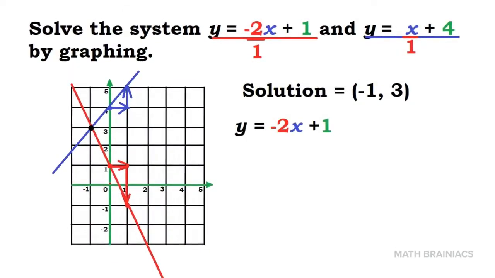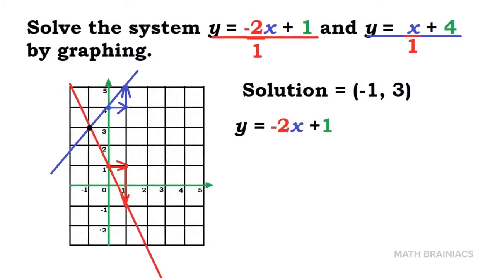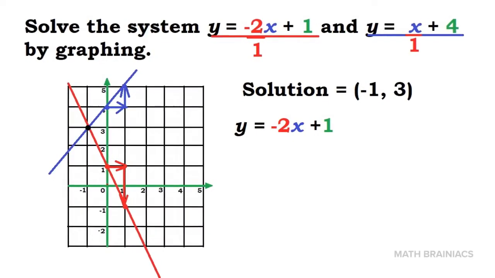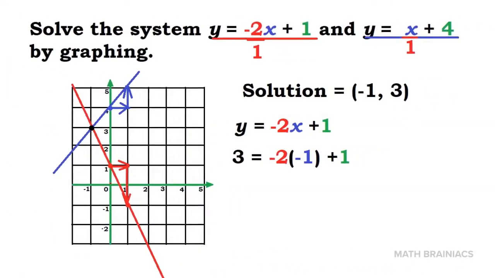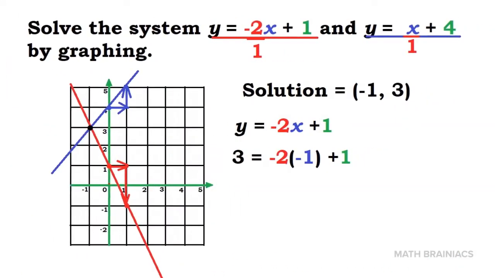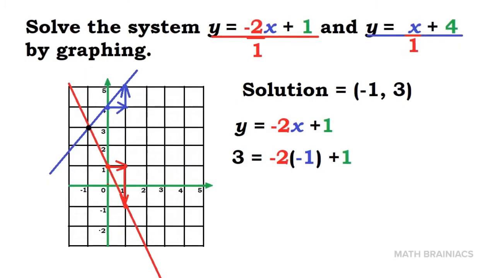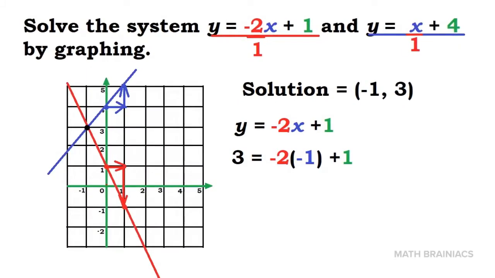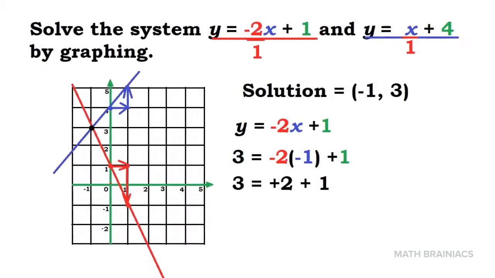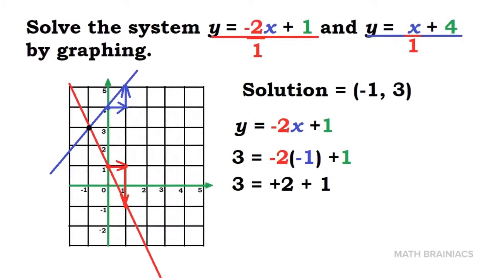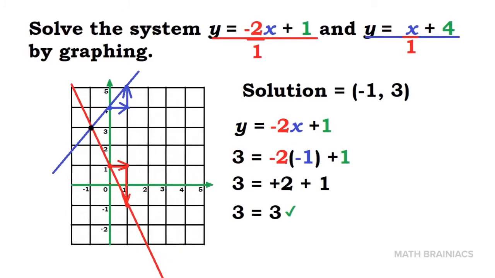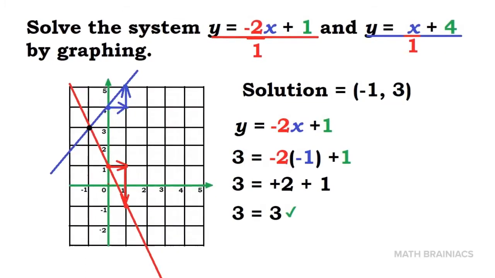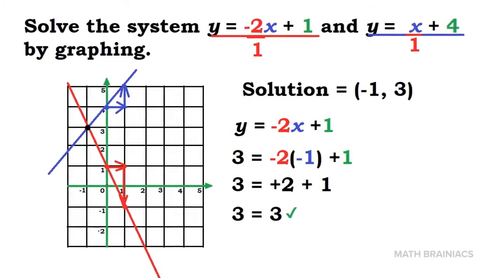Let us check if our solution is correct. Let us work on the first equation. Y is equal to negative 2x plus 1. Substituting the values of the solution in the equation, it will give us 3 is equal to minus 2 times negative 1 plus 1, which will give us 3 is equal to 2 plus 1. Accordingly, it will give us the same number 3. Therefore, our solution in the first equation is correct.